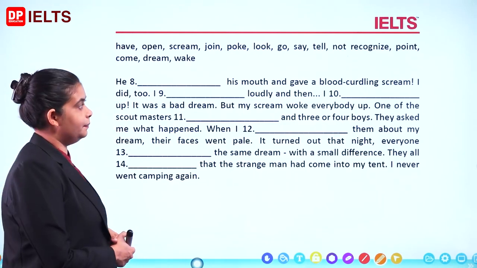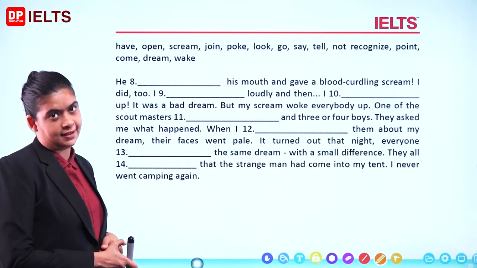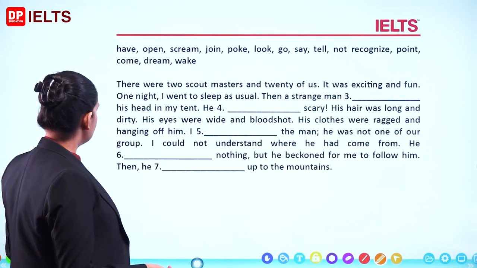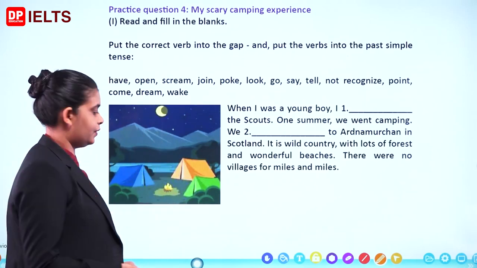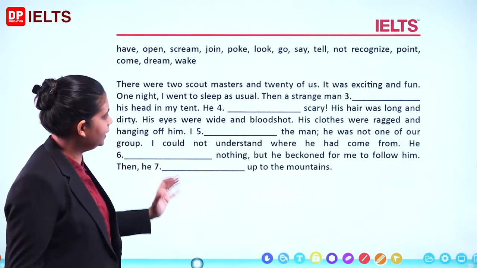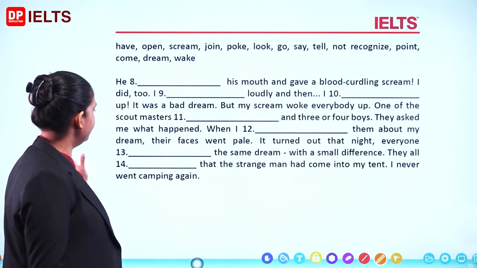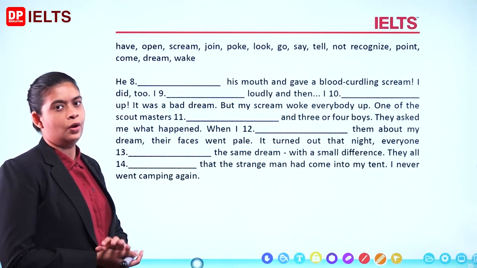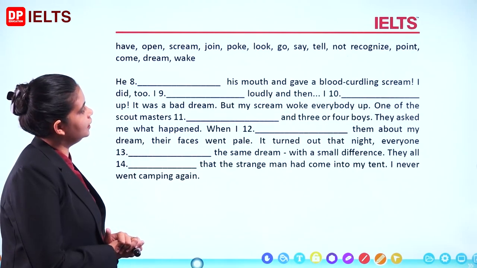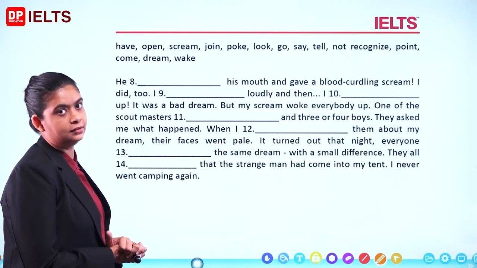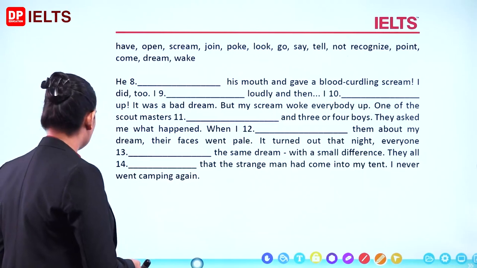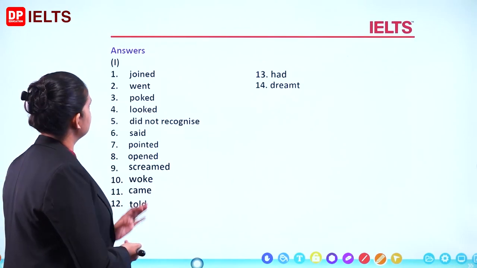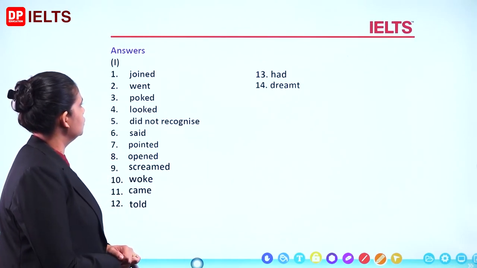All right. So complete the gaps and then let's check the answers. Right. So we have to have a look at the answers. Now this is the first bit, right? The second bit and the third bit. Take your time and then do the answer. Right, and I hope you would have completed it by now. So if we have a look at the answers, here are the answers.